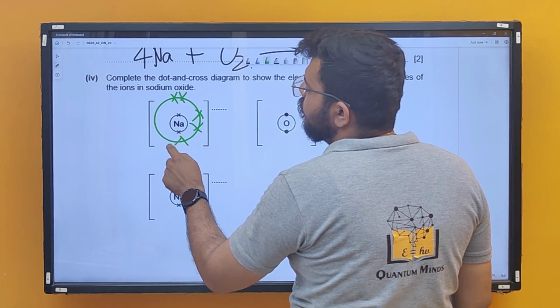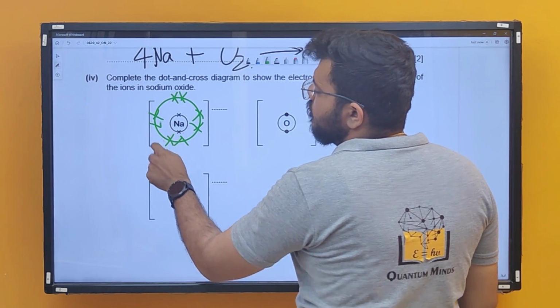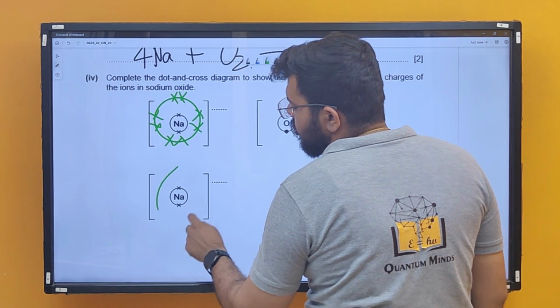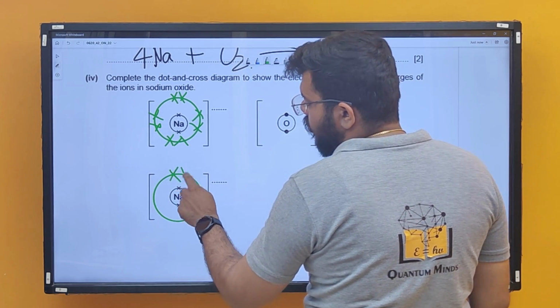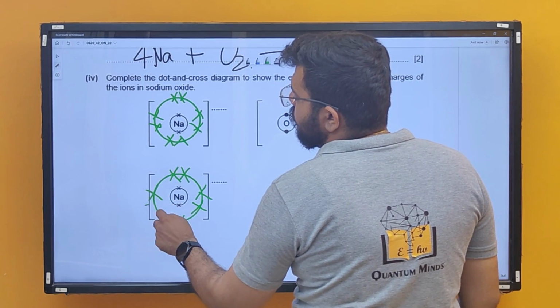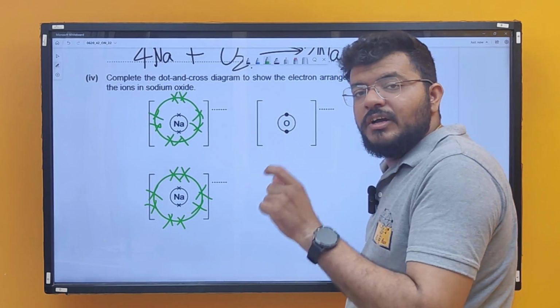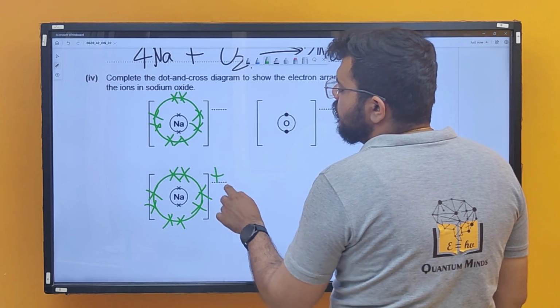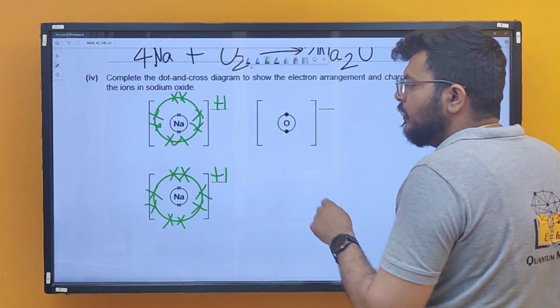It lost 1 electron from its outermost shell. Sodium is in group 1, so it has lost 1 electron from its outermost shell, right? So it has 1 proton more than electrons, so it has a charge of +1.